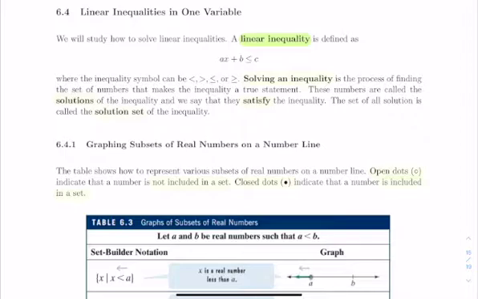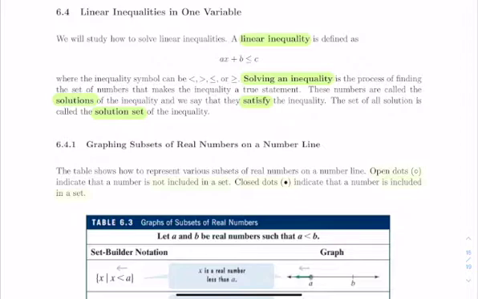Solving an inequality is the process of finding the set of numbers that makes the inequality a true statement. These numbers are called the solutions of the inequality, and we say that they satisfy the inequality. The set of all solutions is called the solution set of the inequality.